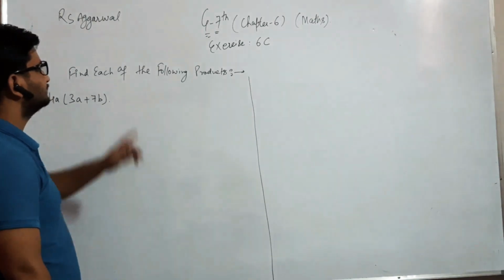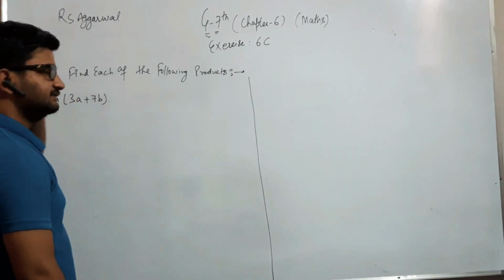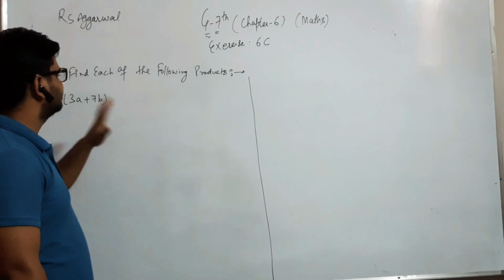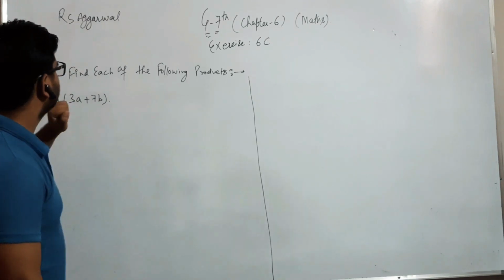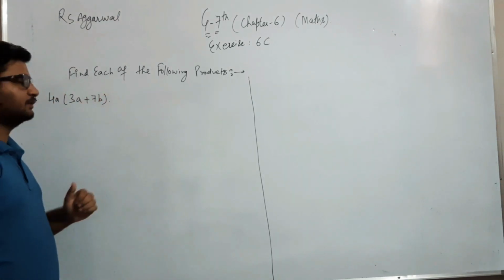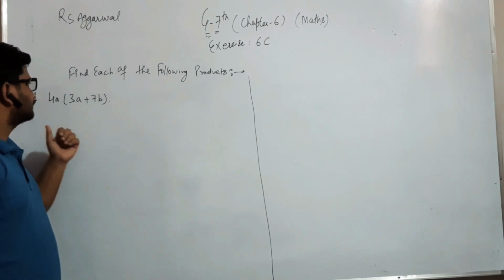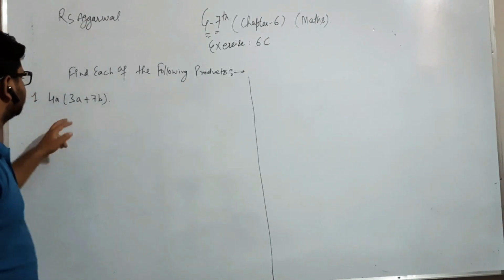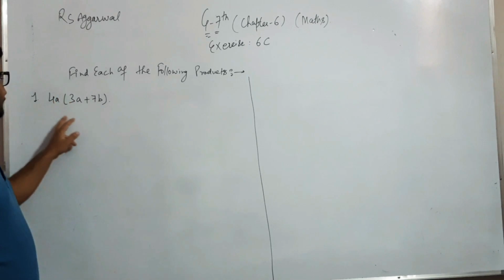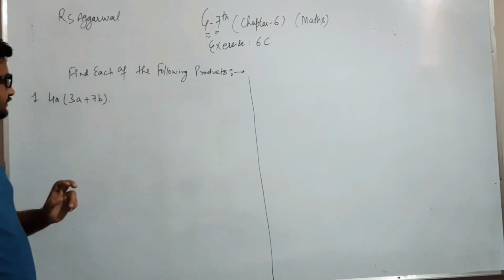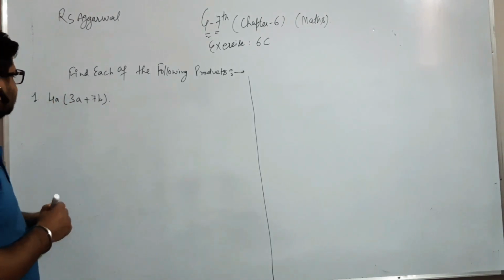Today we start chapter 6, exercise 6e. In this exercise we are doing the question, find each of the following products. This is question number 1 of this exercise: 4a in bracket 3a plus 7b. So we are doing these questions.